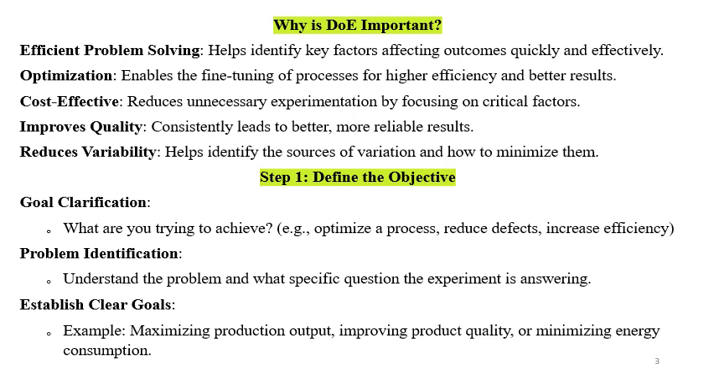Why is DOE important in the pharmaceutical industry? Because it is efficient in problem solving. It helps to identify key factors affecting outcomes quickly and effectively. Optimization enables fine tuning of the processes for higher efficiency and better results. It helps to have cost reduction and cost effectiveness. It reduces unnecessary experimentation by focusing on the critical factors.